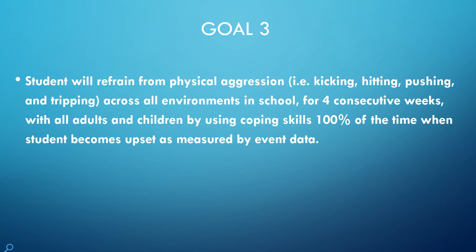Goal 3 is students will refrain from physical aggression, like kicking, hitting, pushing, across all environments in school for 4 consecutive weeks. This one I deal with a lot now. Kids can get very violent at the place I work, so sometimes when they're unsafe with themselves and others, we have to restrain them, and that damages relationships. So I'm trying to find a way to get past that.